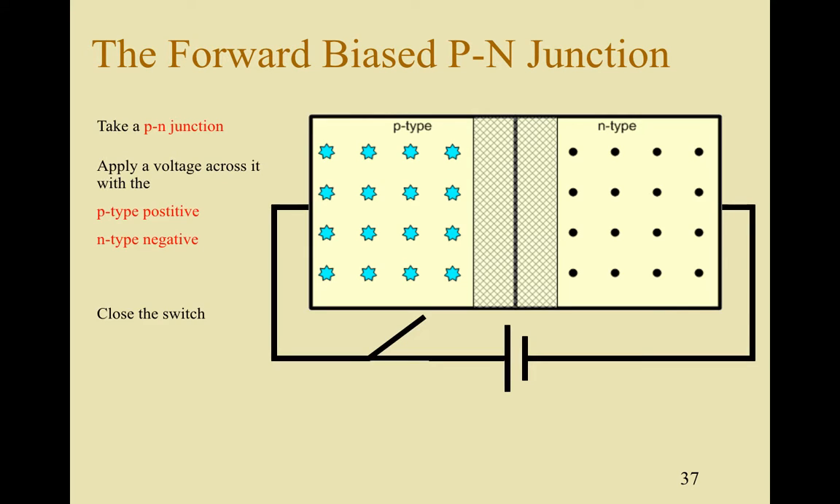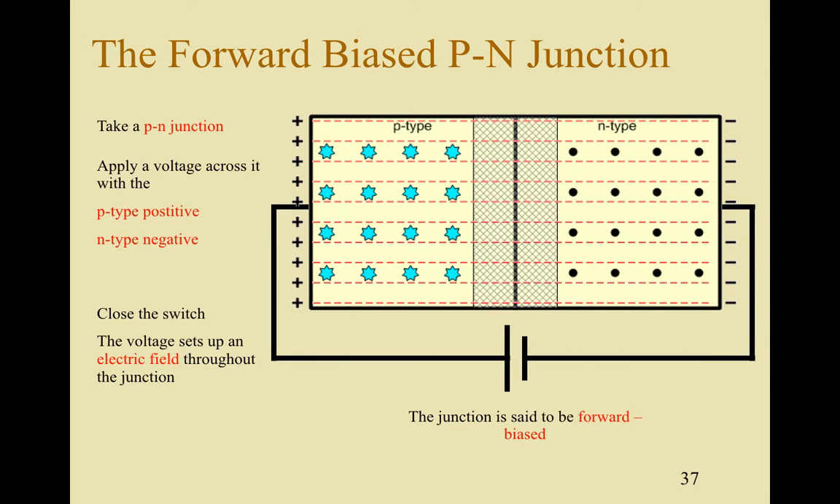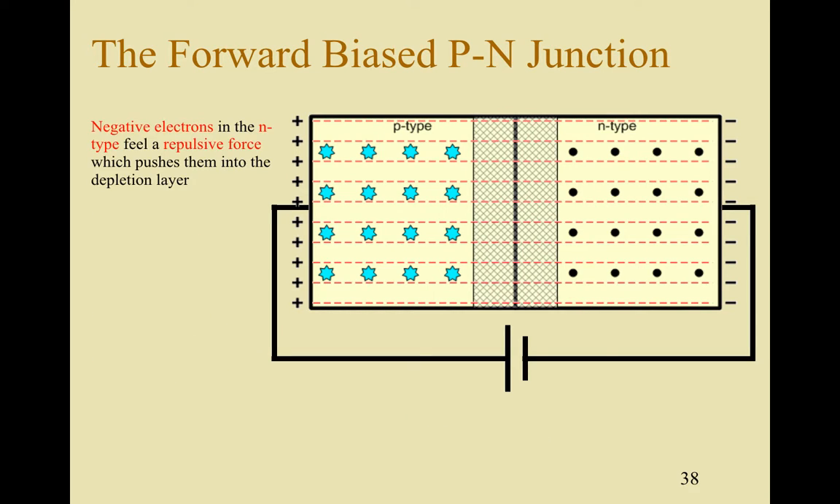So if we close the switch, we get an electric field immediately. When it's like this, with the P connected to the positive and the N connected to the negative, we say the junction or the diode is in forward bias. As a result, the electrons will be repelled from the negative, from the right side, and the holes will be repelled from the positive. So they'll be pushed towards each other.